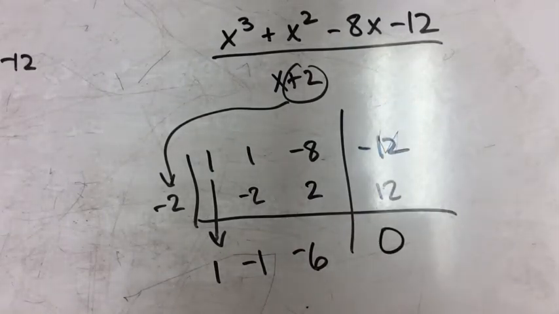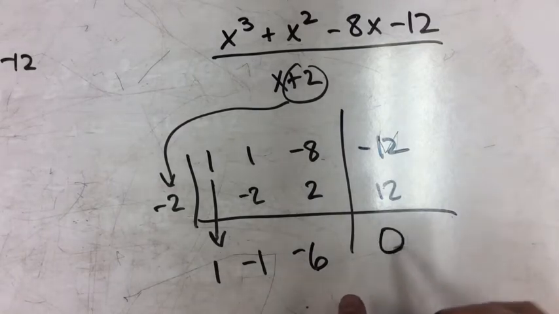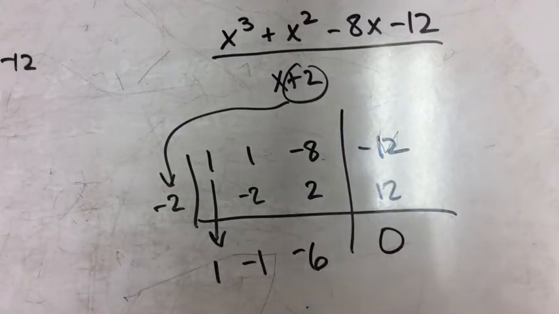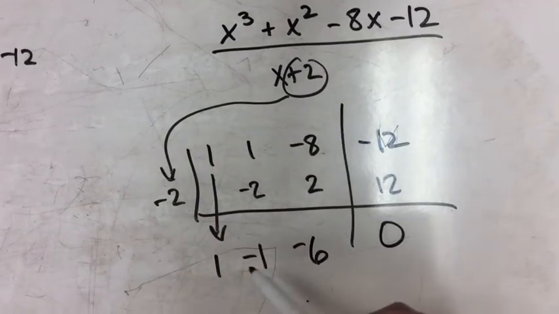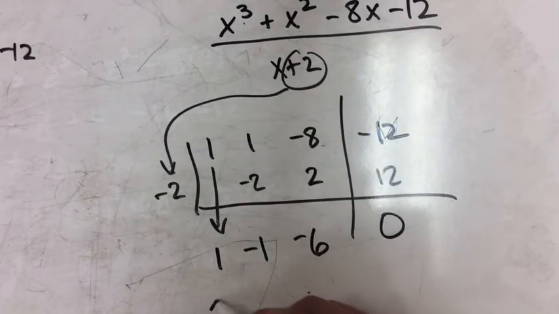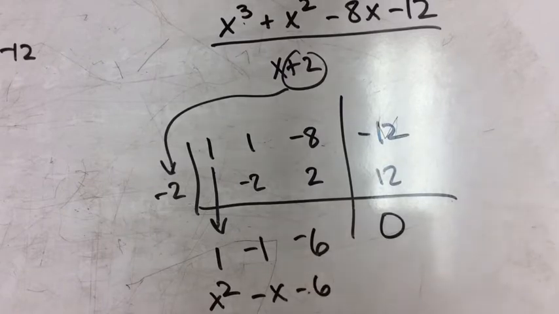I have no remainder. If you get a remainder, it means we've done something wrong and we need to go back and try again. On all of these problems now, we should be getting no remainder. So I need to rebuild this. I started with a degree 3, so I know this has to be a degree 2. So this is x squared minus x minus 6.